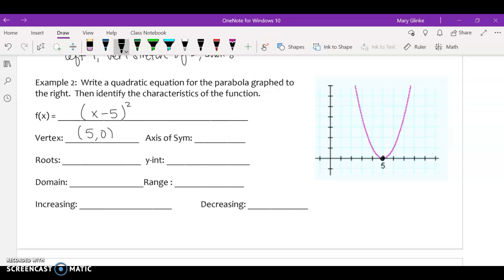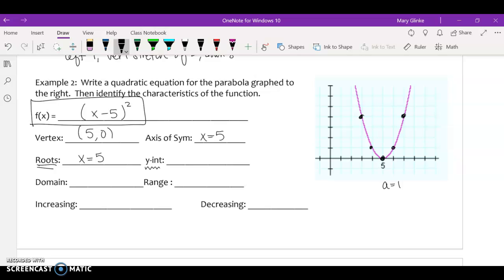And you're going to have to look for your a value. Normally you go over 1, up 1, then 3 and 5. And this actually is following that pattern, which means a is 1. So this is actually our equation in vertex form. Now we can go through and answer the rest of those. Your axis of symmetry is going to be x equals 5. Notice here you're asked for the roots, which are your solutions. So instead of writing 5, 0, you're going to write it like an answer, x equals 5.